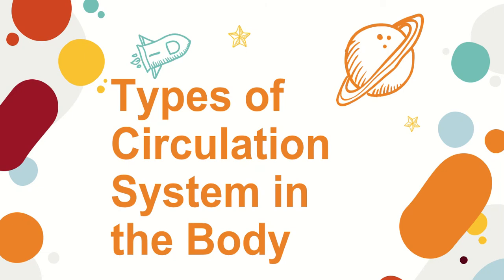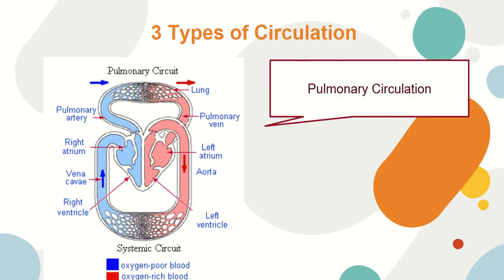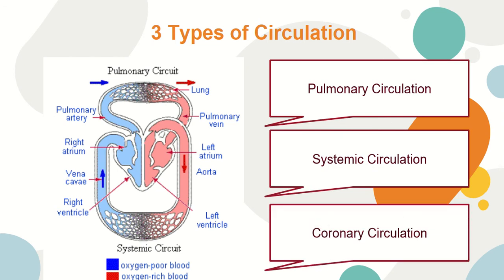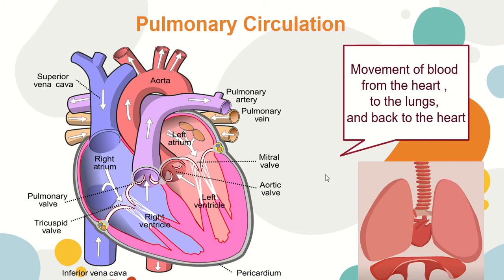Okay? Now, we have types of circulation system in the body. Alright? We have three types of circulation. We have pulmonary circulation, systemic circulation, and also coronary circulation. What is the difference between those three? When we say pulmonary circulation, it is the movement of blood from the heart to the lungs and back to the heart. Okay? Again, it is the movement of blood from the heart.